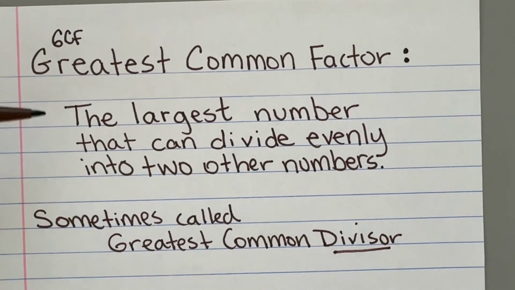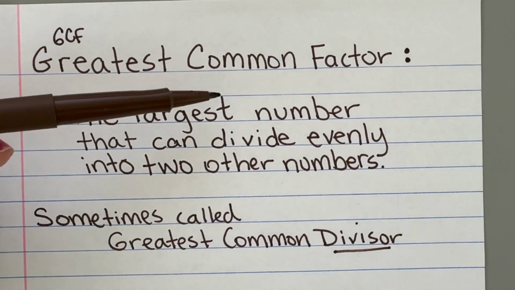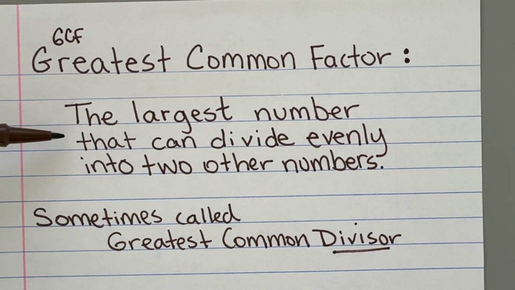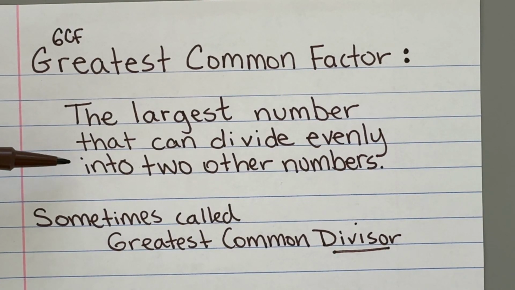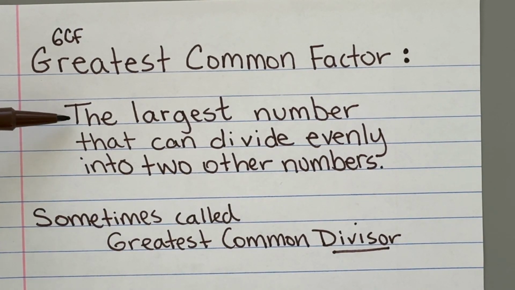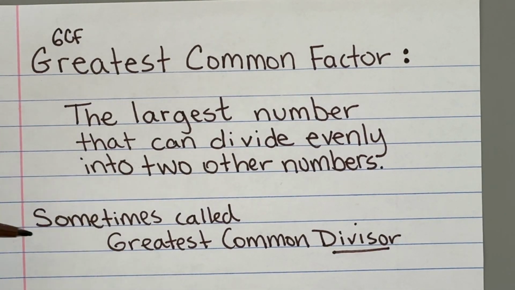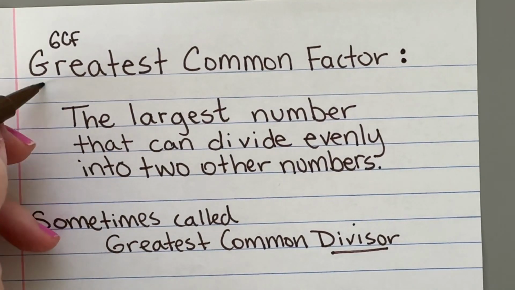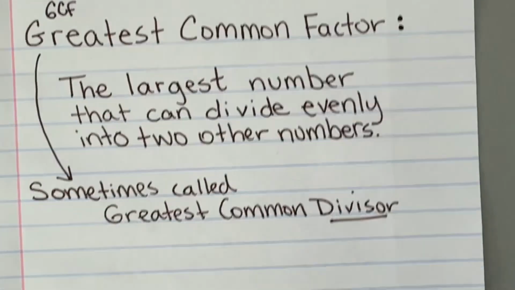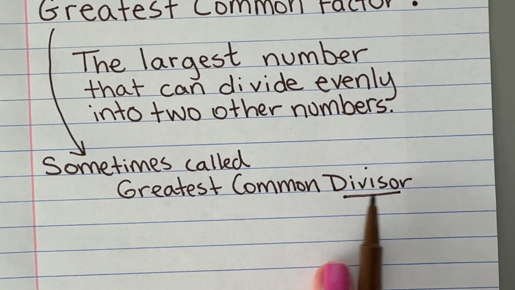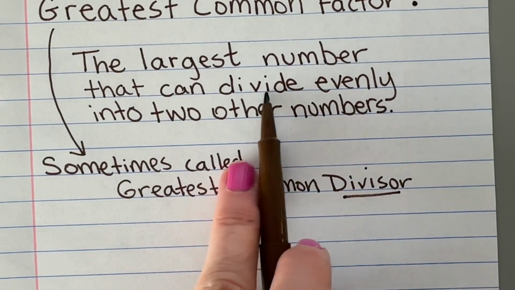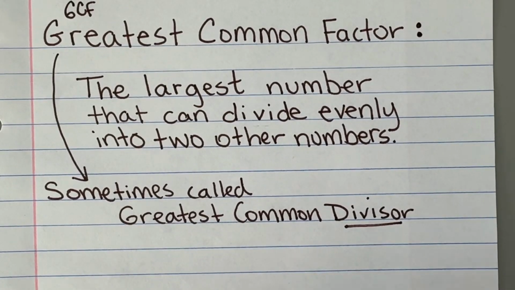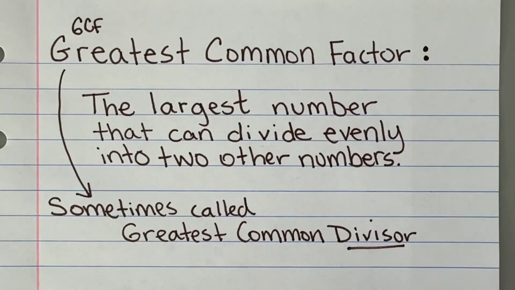Here's the definition. It's the largest number that can divide evenly into two other numbers. Let me read that again. It's the largest number that can divide evenly into two other numbers. For that reason, this is sometimes called the greatest common divisor because of that dividing part of it. Okay, so I'll teach you how to do this through some examples.